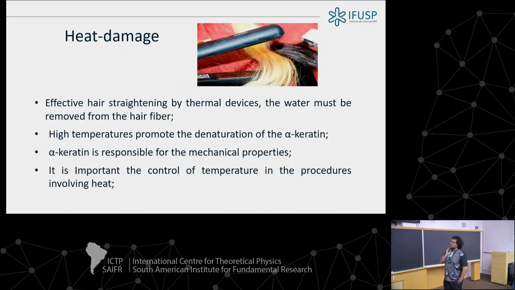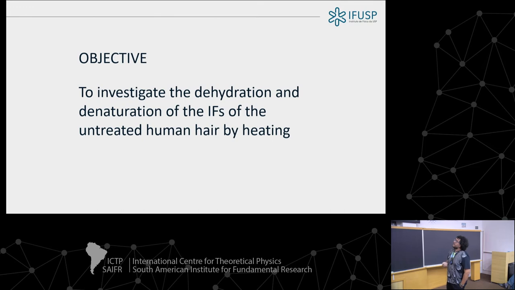So in this case, one of the goals was to understand in the nanoscale what happened to the hair when you heat it, and several people, mostly women, let's say, use several of these equipments for hair straightening, etc., and also several types of chemical products. So we are entering on it to try to see what happened to the inner structure at the nano scale. So this is one of the goals.